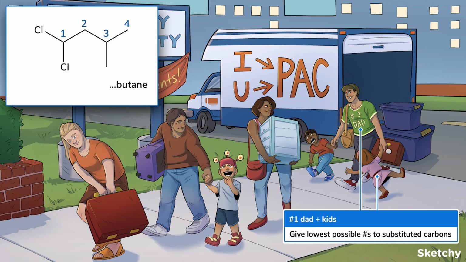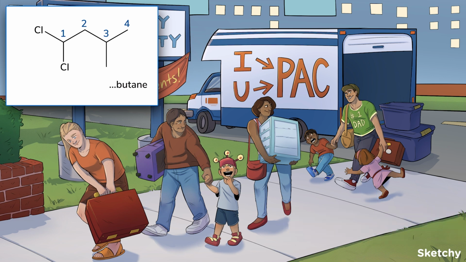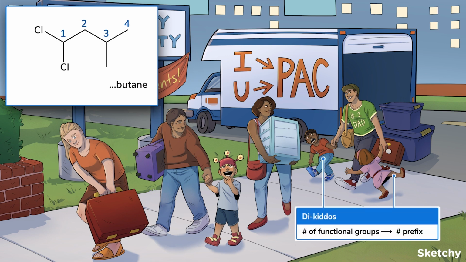If you look to our literal parent chain at Sketchy U, you'll see that the lowest number parent is this number 1 dad, who has 2 very high priority brats. Children. Now, once we've numbered the parent chain, we're ready for rule 3. Look at each of the functional groups, whatever their priority, and use a prefix to denote how many copies of it there are on the parent chain.